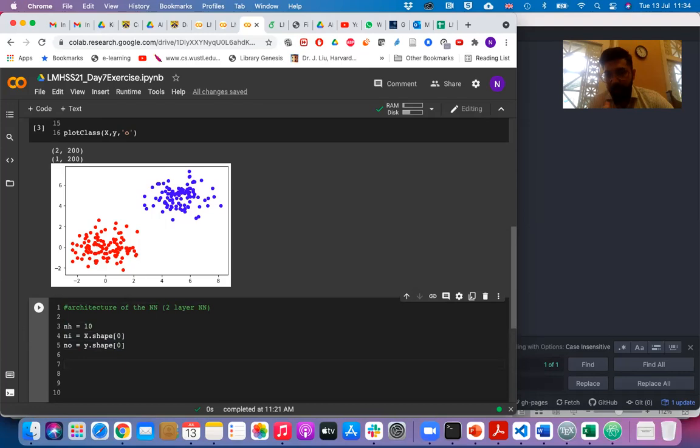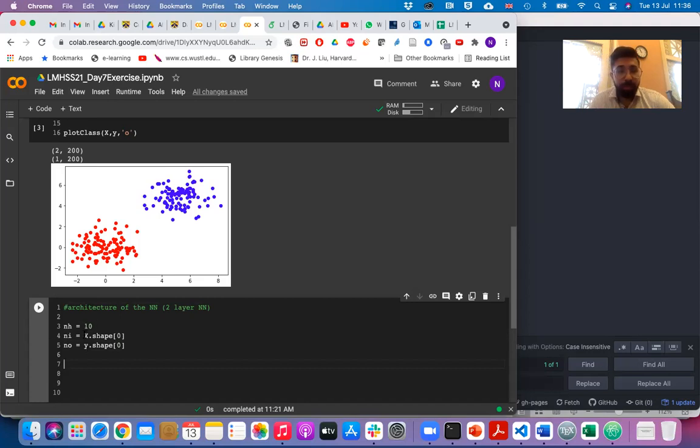How do I define the number of hidden units, the number of input units, and the number of output units? Are there any questions? Okay. So are we clear about how we find the size of our input and the size of our output? I'm looking at the chat.